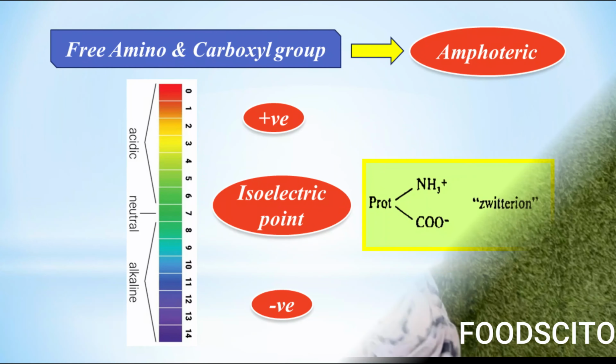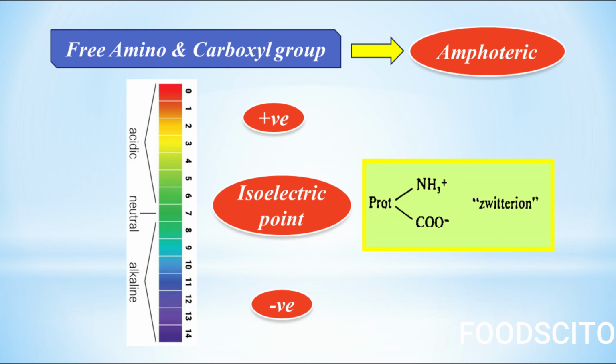Now, what is this isoelectric point? Here, the net charge on protein molecules is 0. That means amino and carboxyl groups neutralize each other, thus forming a Zwitter ion as represented over the screen. And this isoelectric point and Zwitter ion are very important concepts from the examination point of view.